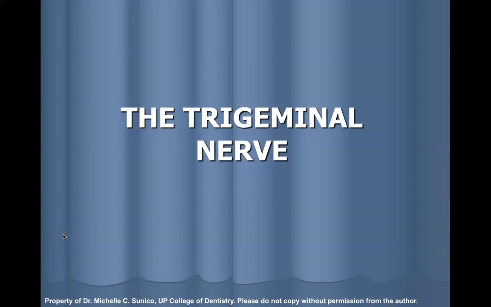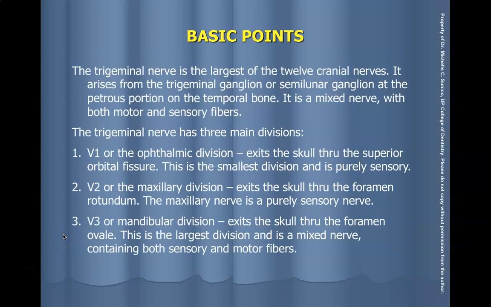The trigeminal nerve. The trigeminal nerve is the largest of the 12 cranial nerves. It is the fifth nerve, and it arises from the trigeminal ganglion or semilunar ganglion at the petrous portion of the temporal bone. Being petrous, it is very calcified. It is a mixed nerve with both motor and sensory fibers. Because it is big, the trigeminal nerve is divided into three main divisions.